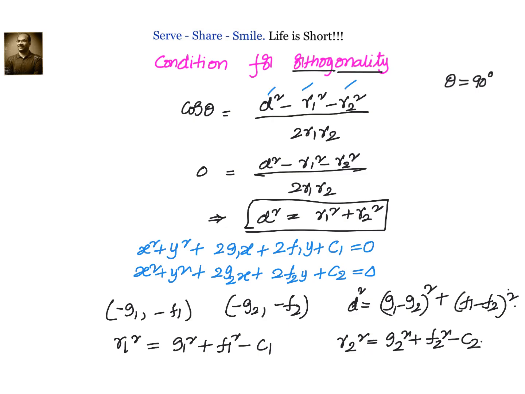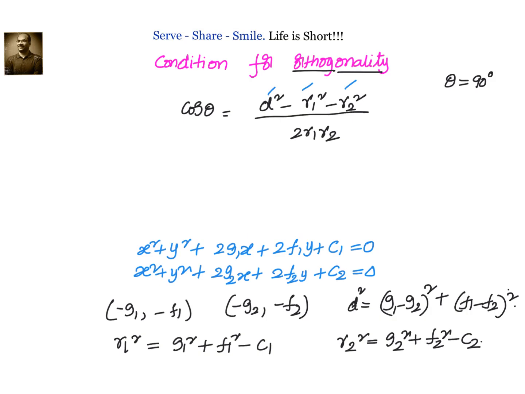Now let us substitute these values of d square, r1 square and r2 square into our cos theta and see, can we get a formula in terms of g1, f1, g2, f2, c1, c2. After that we will go back to this particular formula, d square is r1 square plus r2 square. Then we will try to get the condition for orthogonality. After that we'll try to do some problems based on this particular concept.